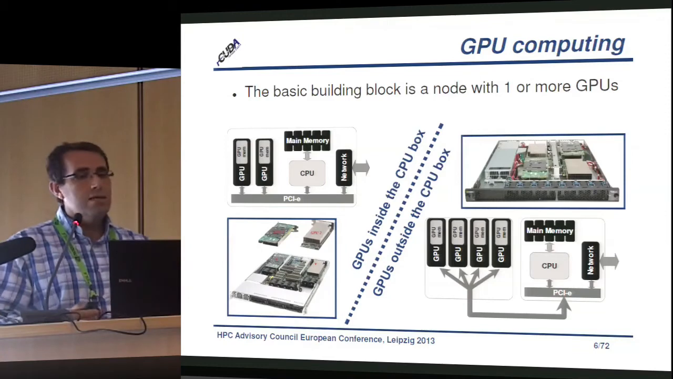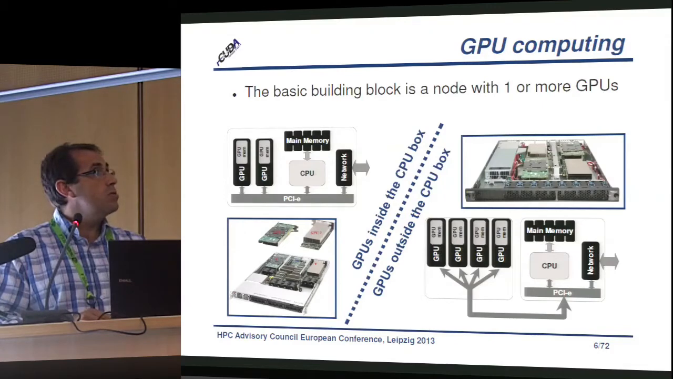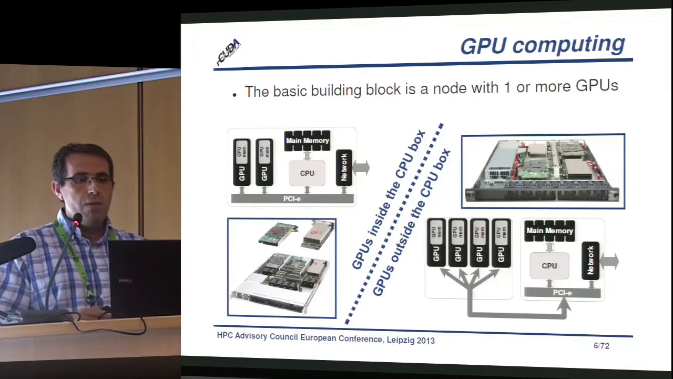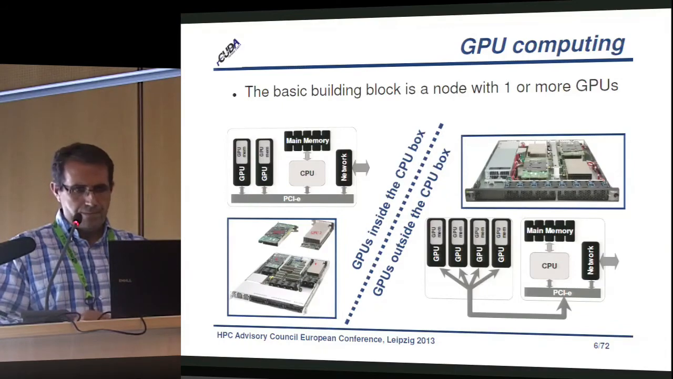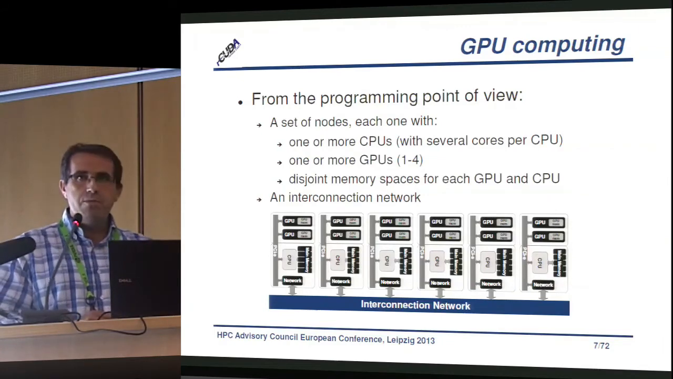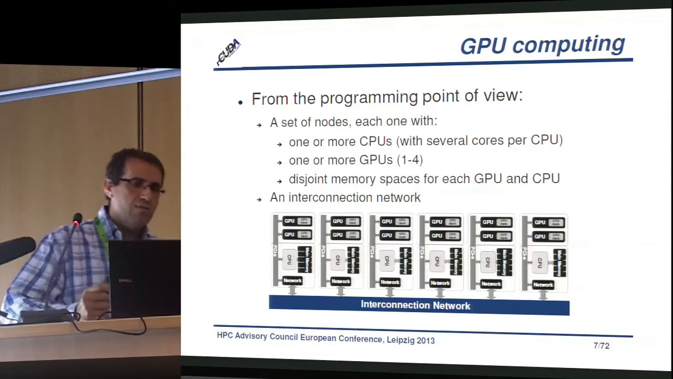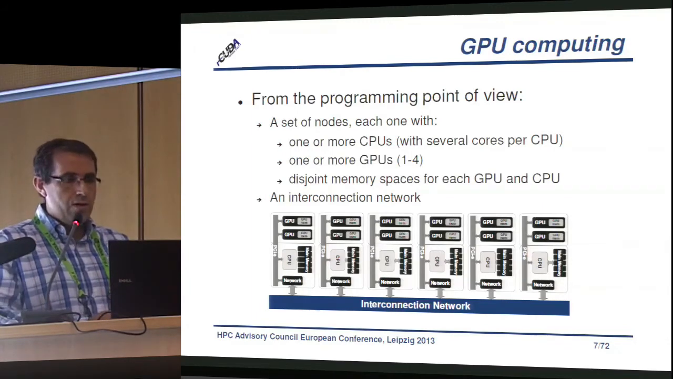The basic building block of a GPU computing system is a compute node with one or more GPUs. It can be inside the box of the GPU, or it can be outside of the box of the GPUs, but in both cases, all are connected using the PCI Express bus. From the programming point of view, a programmer can see a GPU computing system as a cluster, a set of nodes, each one with one or more GPUs, with the characteristic of disjoint memory spaces between all the GPUs and the CPUs. And of course, we need an interconnection network in order to perform collaborative work.